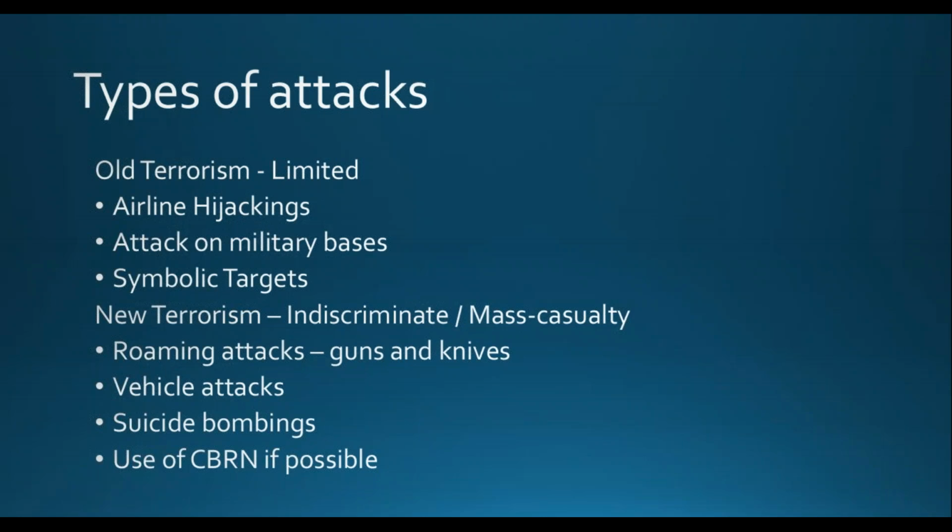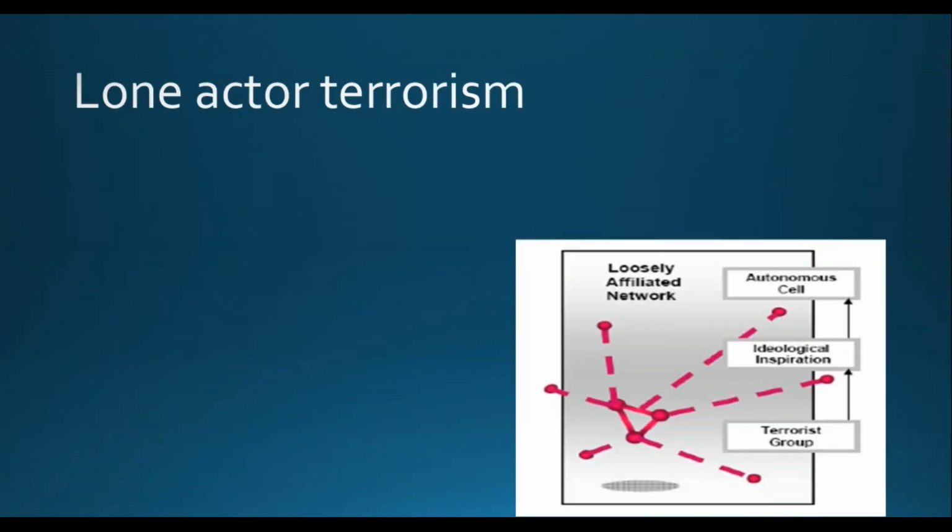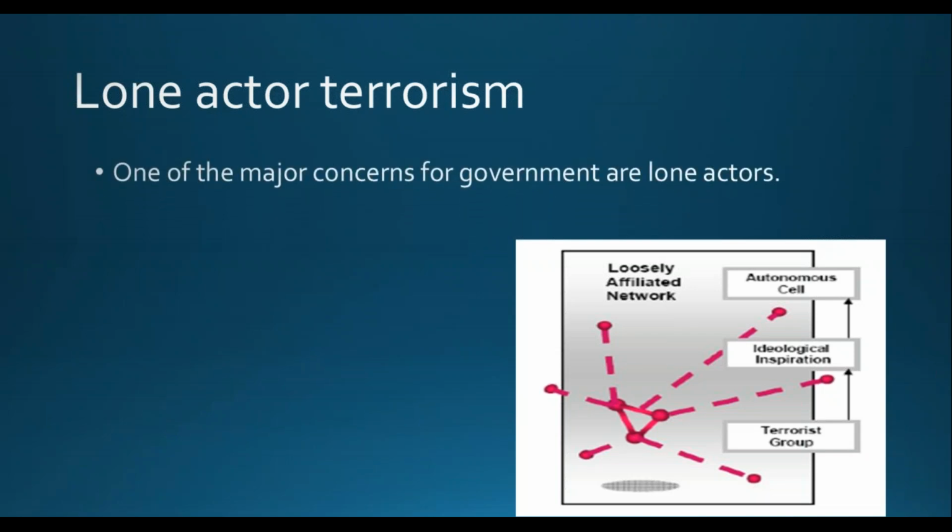Okay, moving forward. One of the big issues today is this idea of what's called lone actor terrorism. So you have a loosely affiliated network, maybe an autonomous cell that provides ideological inspiration, and then you have terrorist groups. And then outside of that, you have the lone actor, an individual who may have been inspired by a particular group but doesn't have direct links to them, who then goes away and carries out a terrorist attack. And of course, this is one of the major concerns for governments, right?